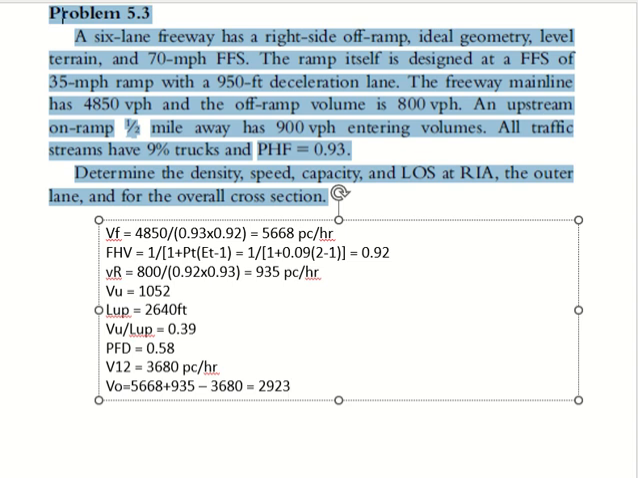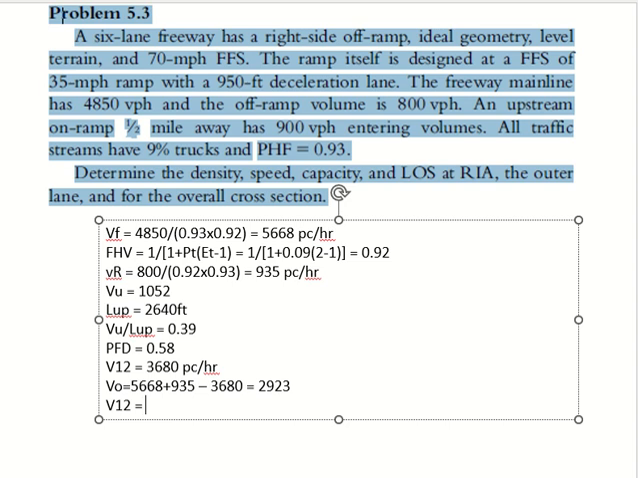We have one outer lane. Okay, there are two checks. The first check says that per lane outer volume, so only one lane, so this is per lane, should not be more than 2700. It should not be more than 2700. Okay, is it or not? It is. Okay, if it is, then V12 will change.